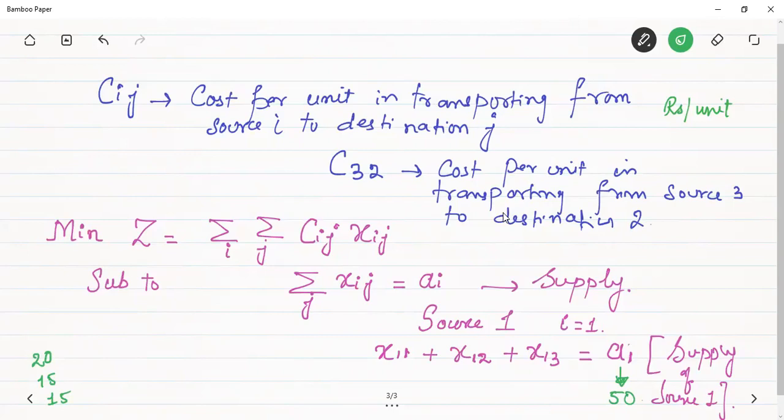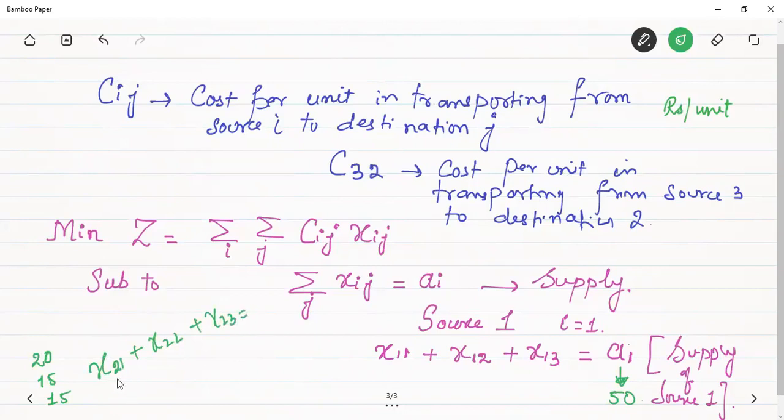3. Okay, obviously it will be 3. I have expanded it for the source 1. You can expand it for the source 2. And if I am expanding it for the source 2, then this constraint will become x21 plus x22 plus x23.